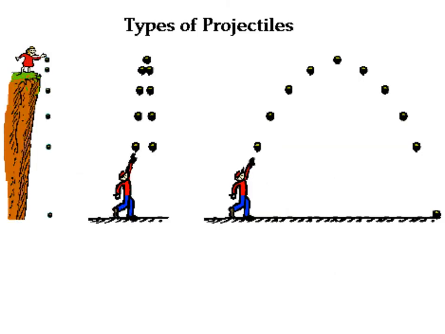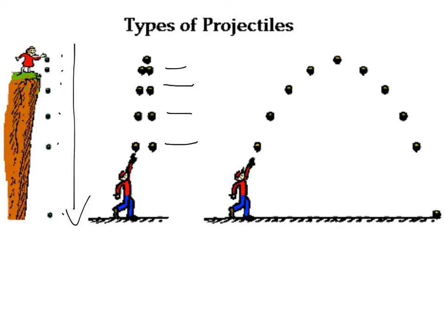We have some examples here. If somebody drops a ball off of a cliff, it's going to go straight down. As you see, the balls are getting further and further apart, showing that it's speeding up due to gravity. If you throw a ball up and down, every one of these heights is going to be at identical spots as it goes up and comes down.